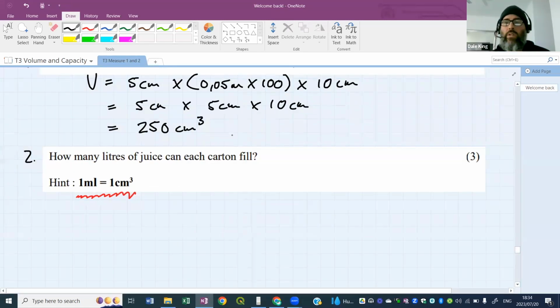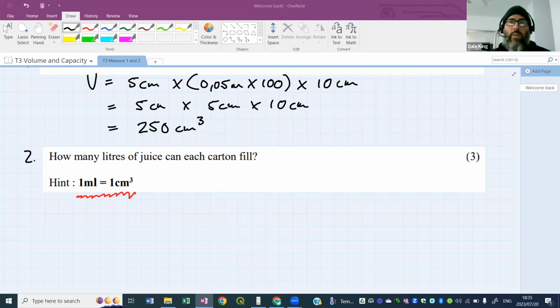And then just say done in chat when you're done. Yes, Kagiso. But the question doesn't want milliliters, it wants liters. You will have to change that figure that you've given me into liters. Remember we showed you that on Tuesday. How do you go from milliliters to liters? There we go, Isabella. All right, good.